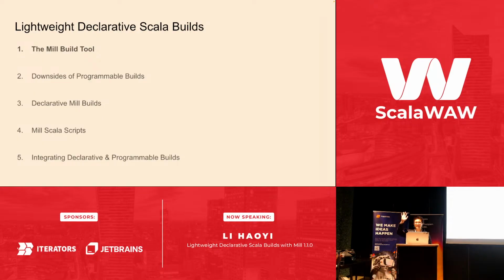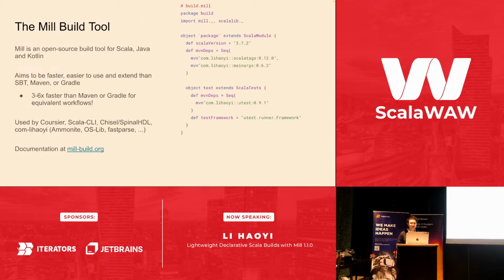First, let me quickly go over the Mill build tool. Who here has used Mill? So a few of you. For those of you who haven't, Mill is an open source build tool. It supports all the JVM languages. So even if you're not writing Scala day to day, if you're writing Kotlin or Java or even Android, you can try using Mill for your projects. It aims to be faster and easier than Maven, Gradle, or SBT. One of the headline numbers is about 3 to 6x faster than Maven or Gradle to compile the same code using the same dependencies, just because it has much less overhead than the traditional JVM build tools often have.